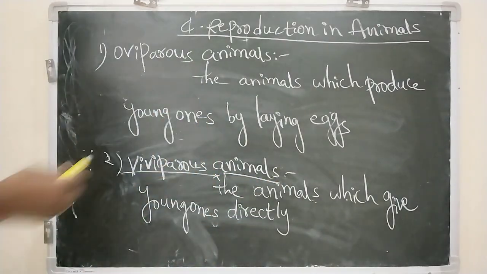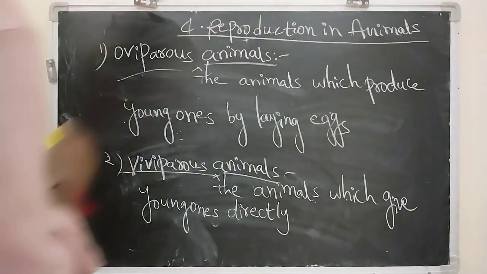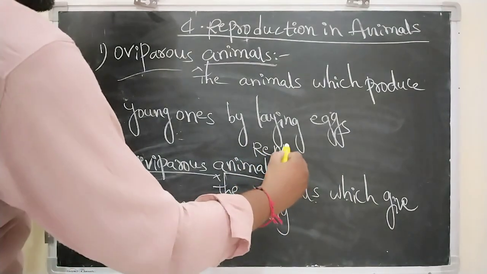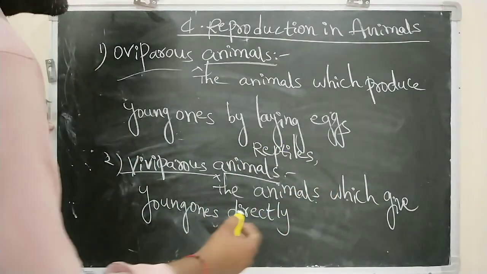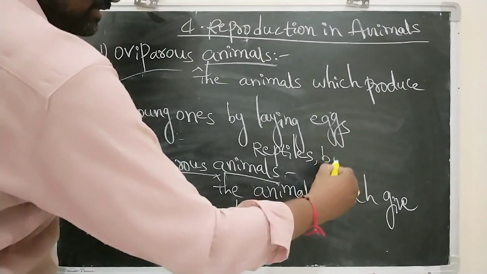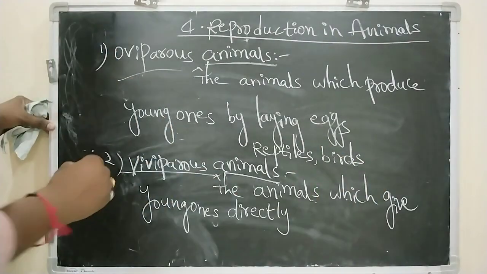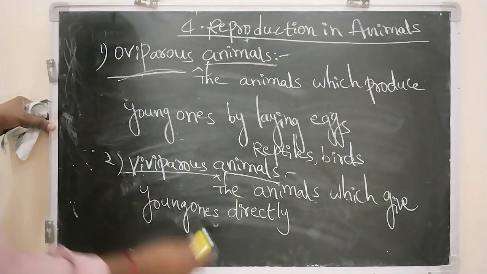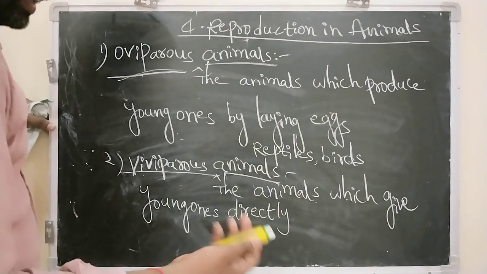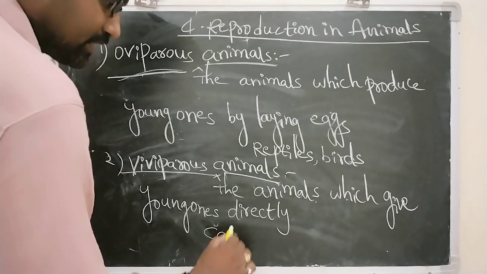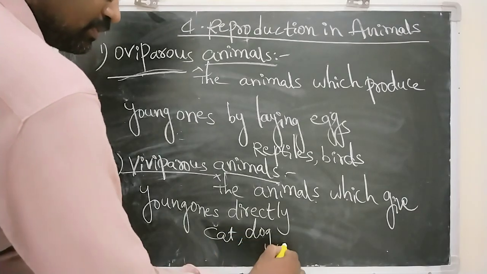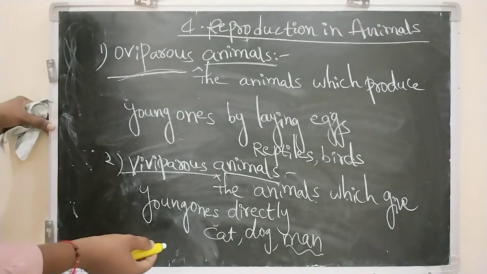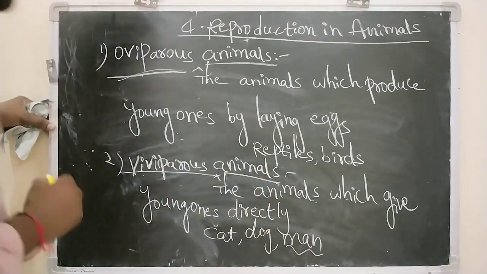There are so many examples for oviparous and viviparous animals. For oviparous, we can mention reptiles, meaning snakes, lizards, and birds. These come under oviparous animals. Whereas viviparous includes higher animals, for example cat, dog, man, meaning human beings, elephant, giraffe; all these come under viviparous animals.